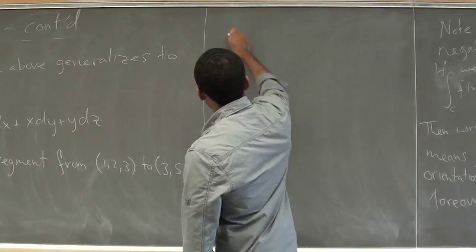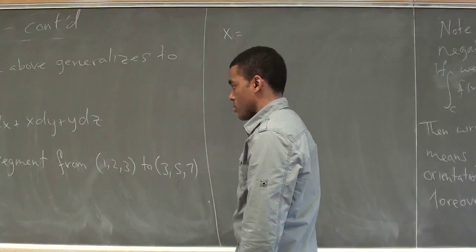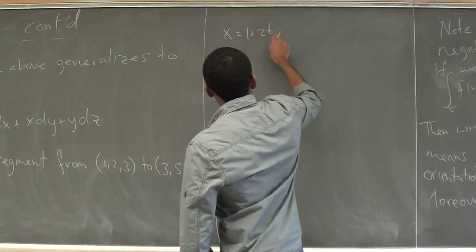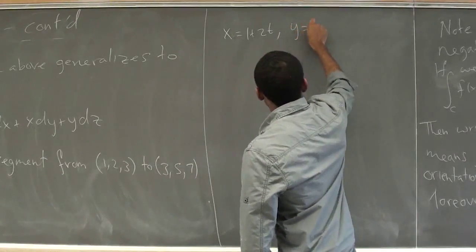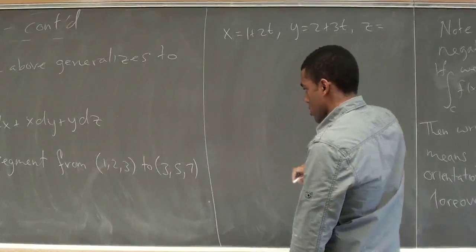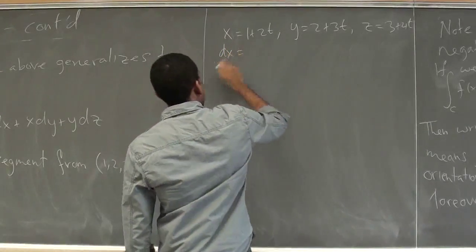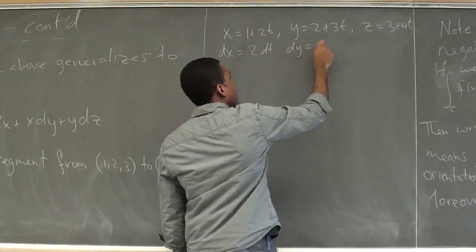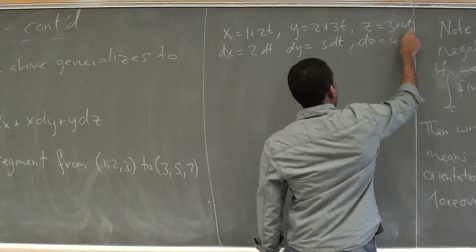How would you parameterize the x? So x naught plus t times the difference. So x is 1 plus 2t, y is 2 plus 3t, z is 3 plus 4t, and your dx would be 2 dt, right? Your dy would be 3 dt, your dz would be 4 dt.